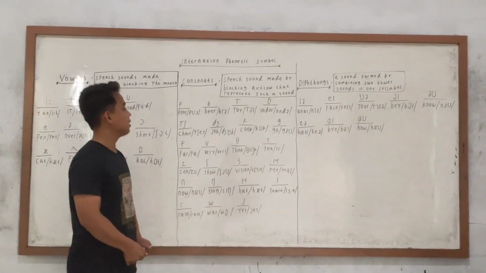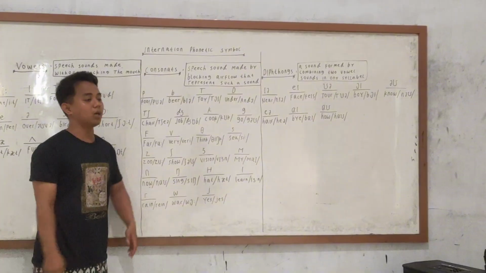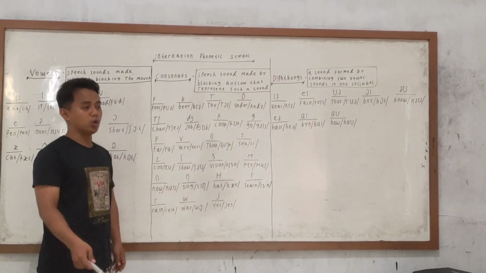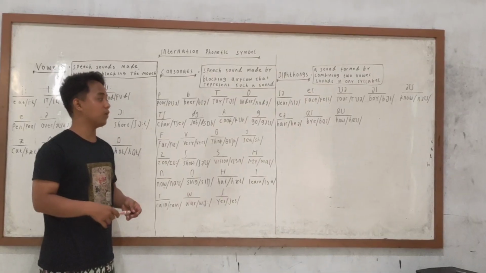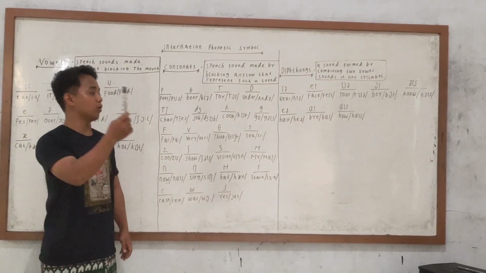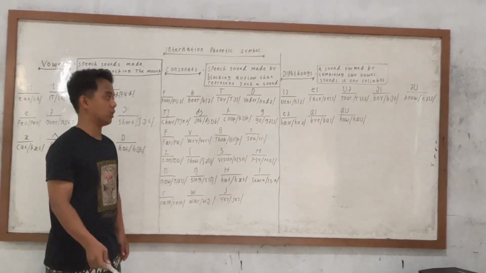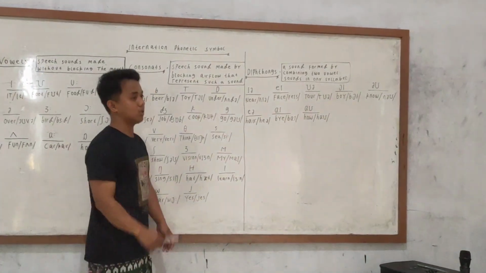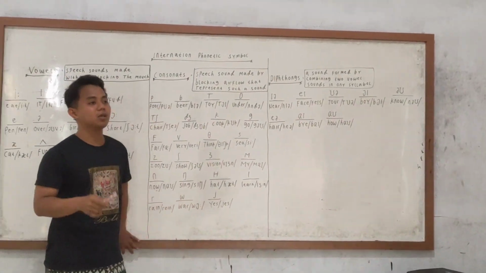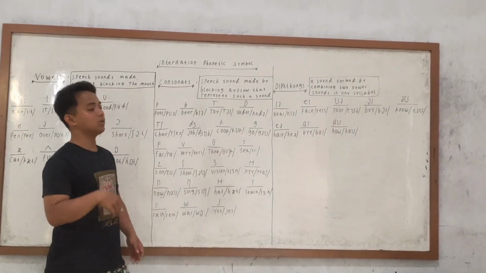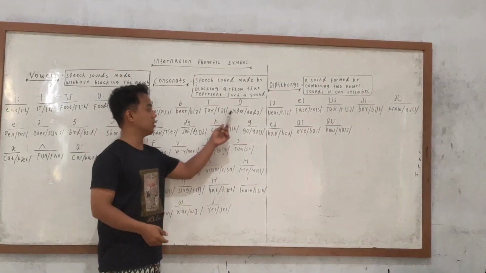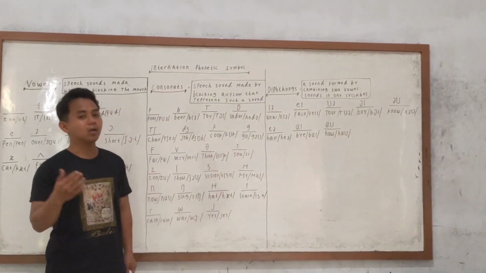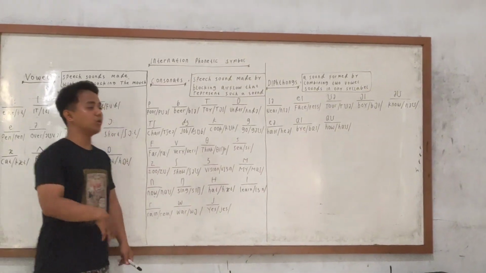The next is T with the airflow. We say "toy", not "tuh-oy". The airflow is coming out of our mouth. And then this one is D. When we want to read this one, the vocabulary is "under". In British we say "under", but in American it is "under" with a different sound.